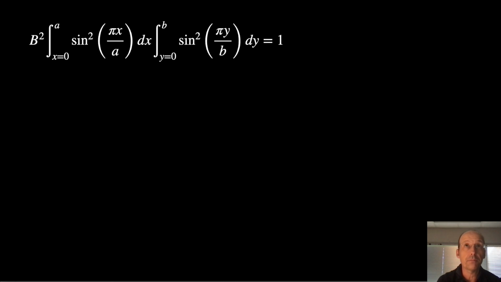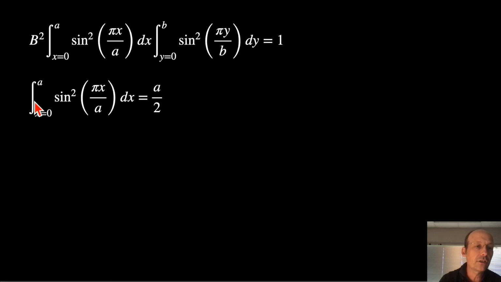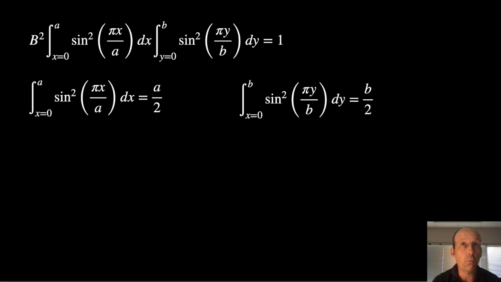And if I do that, here's my equation again. If I just integrate the x part from 0 to a, sine squared pi x over a dx, I've done this integral before. I'm not going to do it again. It's a over 2. The average of sine squared is half, and then you have that a term, so you get a over 2. And then do the same thing for the y term. I get b over 2, okay?